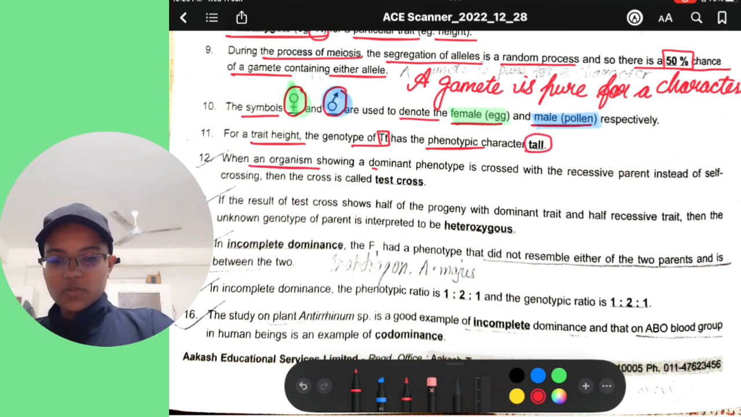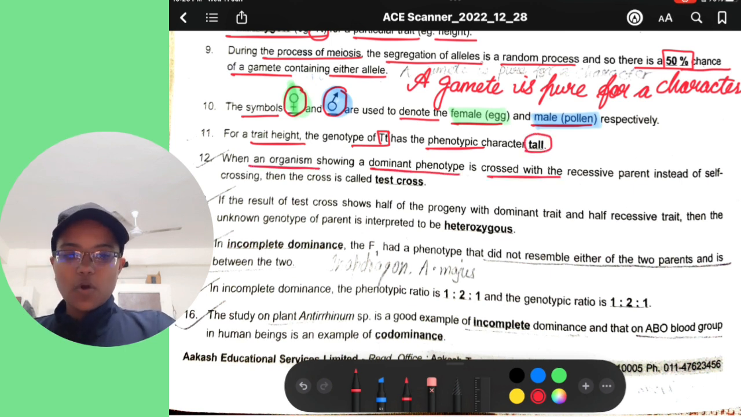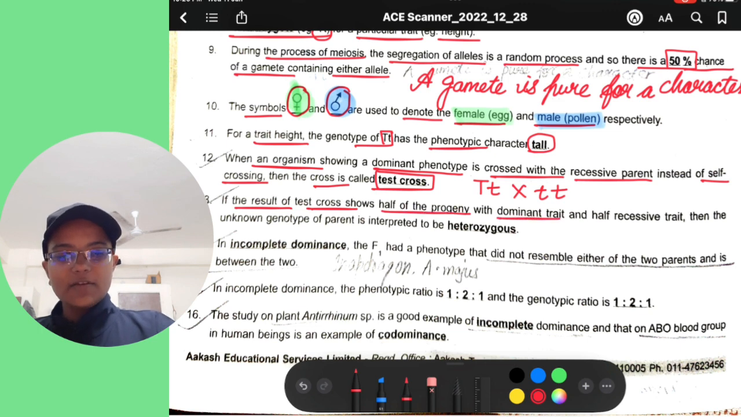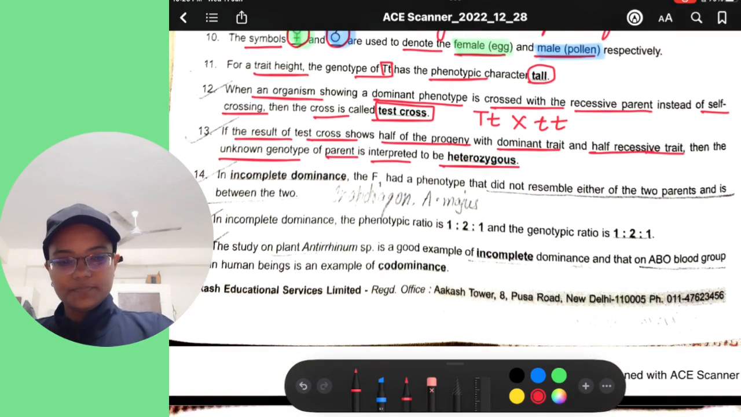When an organism showing a dominant phenotype is crossed with the recessive parent instead of self-crossing, then the cross is called a test cross. If the result of the test cross shows half of the progeny with the dominant trait and half with the recessive trait, then the unknown genotype of the parent is interpreted to be heterozygous.